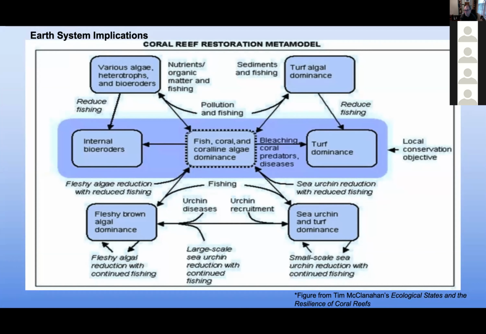In the middle, it says fish, coral, and coralline algae dominance, and that's the natural state. But as you can see, through pollution and fishing, there are many different ways that you can alter the natural state of it. For example, you can end up with turf algal dominance, or algae, heterotrophs and bioeroders. And the only way to bring it back to the natural state is to reduce fishing to a sustainable amount.